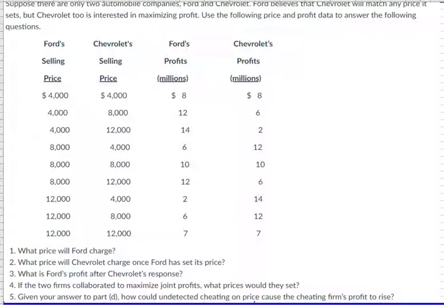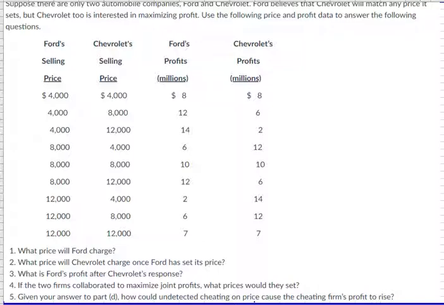Now here's what you need to look at. It says, suppose there are only two automobile companies, Ford and Chevy. Now here's the key piece. Ford believes that Chevy will match any price it sets. So Ford is saying, I know any price I set, Chevy is going to match it. So if Ford charges 4,000, they expect Chevy to charge 4,000, and so on. So we're trying to answer these questions based on that condition.